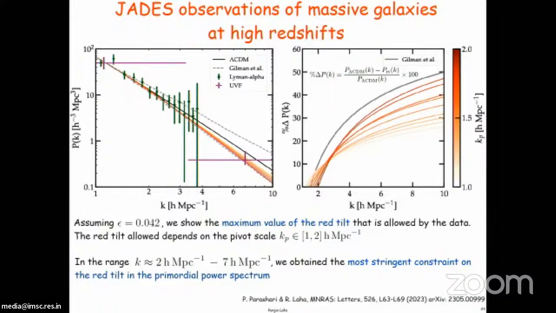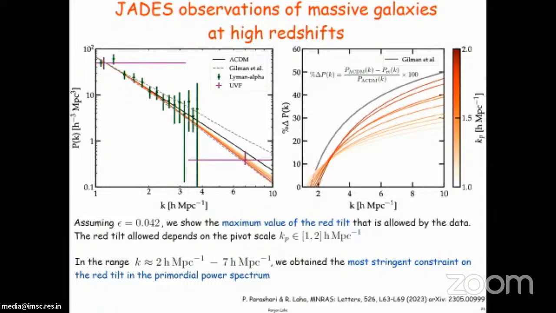We plot this in k and delta P_k, where delta P_k is P_ΛCDM minus the red-tilted spectrum, relative to ΛCDM at 100%. This is the line from Gilman et al. This is the percentage deviation. A 20-30% deviation from ΛCDM is allowed. We said no, that's too strong. You should probably have not 20-30%, maybe 10 to 15% deviation.